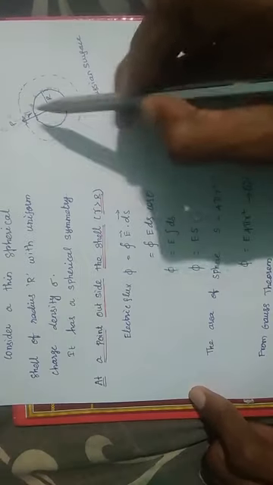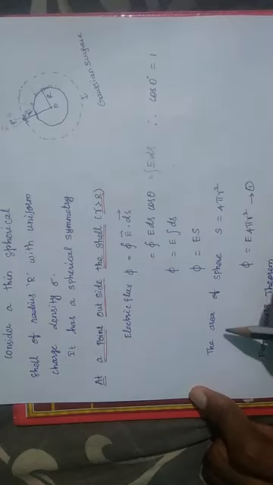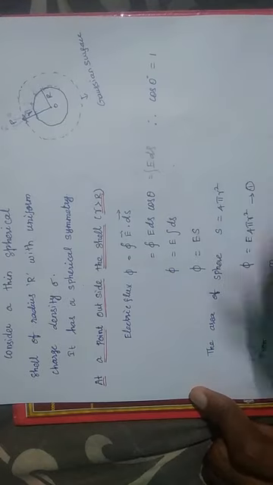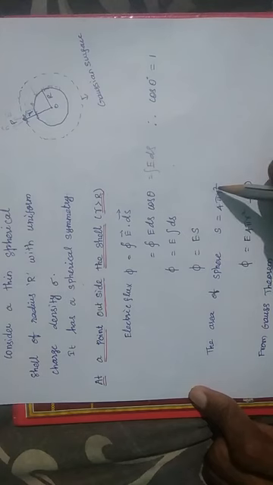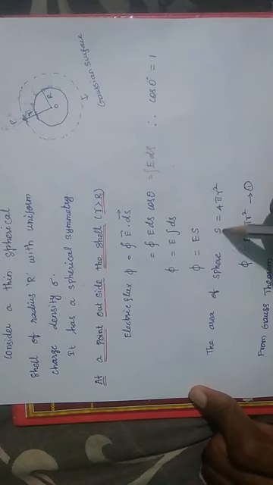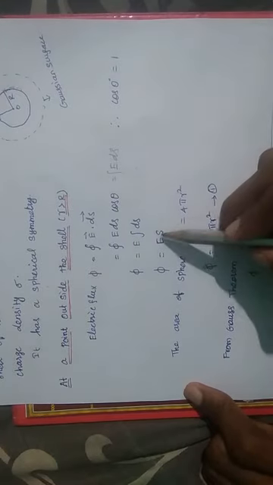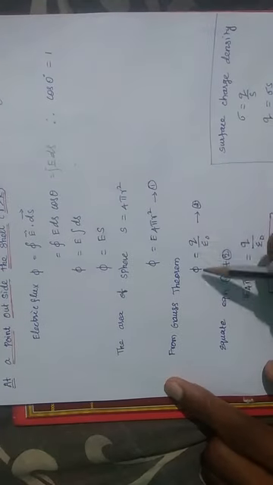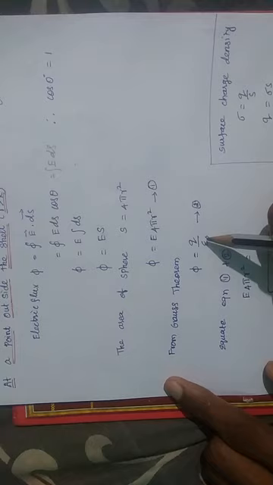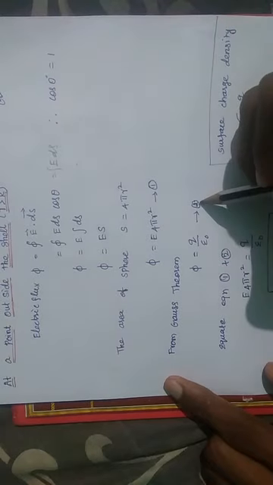Since the surface is a sphere, what is the area? We have to replace the surface value. The area of the sphere is s equal to 4 pi r square. So this s value can be replaced here. When you replace this, phi is equal to E 4 pi r square. From Gauss's theorem, we know that phi is equal to q by epsilon naught. Take this as equation 1 and this as equation 2.